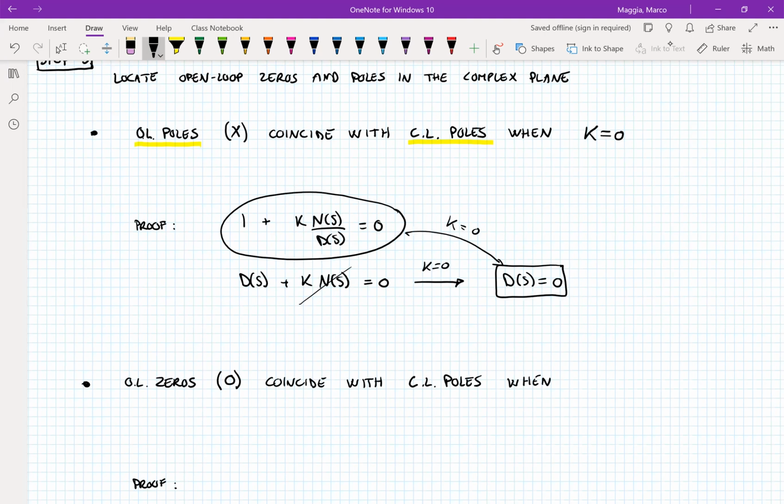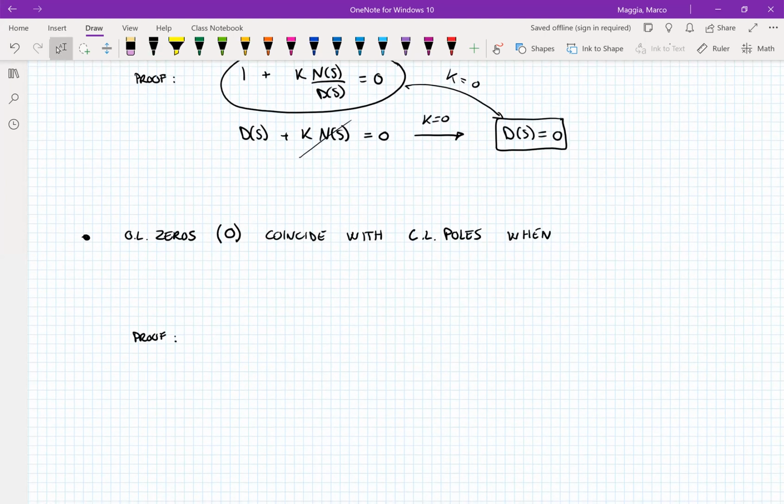Remember, k is a parameter that can vary from 0 all the way to plus infinity. So I'm considering the extreme cases. Now, if k is equal to 0, we pretty much don't have to compute the closed loop poles because we already have them. They are equal to the open loop poles. What if k goes all the way to infinity? Well, now when k tends to infinity, the closed loop poles are going to be equal to the open loop zeros this time.